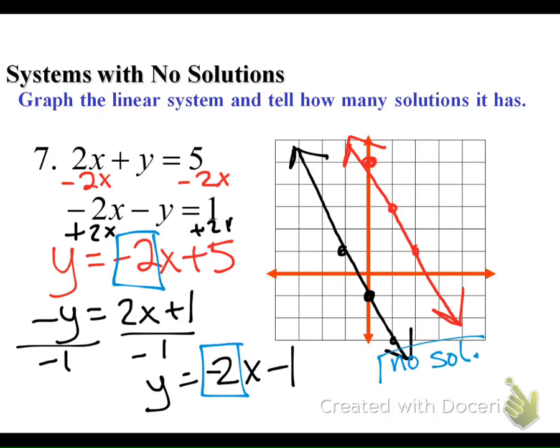Now, if you see it's no solution or many solutions before you graph, that's great. But if you're solving by graphing, I still need to see a graph. So don't think you get out of the graph just because it's a special case.